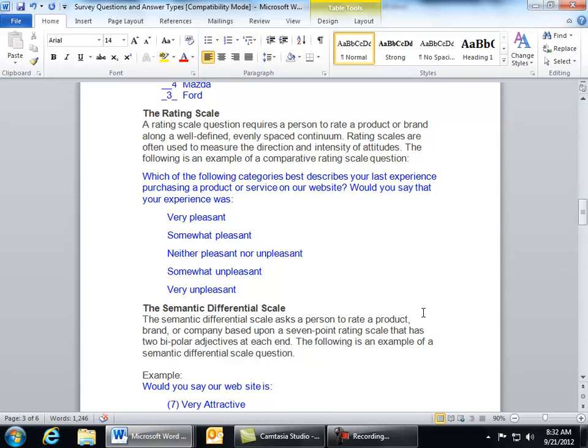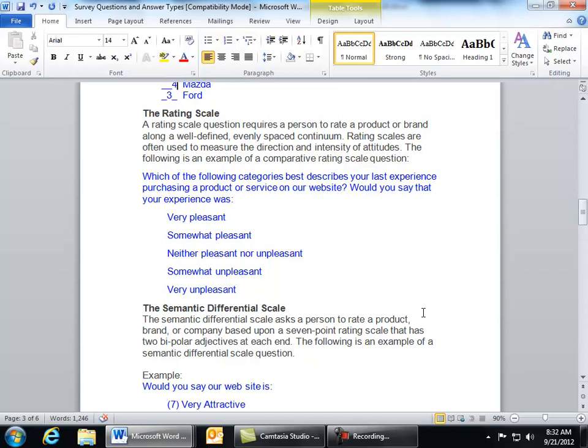Most likely, you will have a rating scale when it comes to job placement. If someone wants to be hired, they have to go through what they might consider still a bubble test, and you're answering a rating scale. It gives them a good research to see who you are and what type of candidate you might be. So, here's our rating scale question. Which of the following categories best describes your last experience purchasing a product or service on our website? Would you say that your experience was very pleasant, somewhat pleasant, neither pleasant nor unpleasant, somewhat unpleasant, or very unpleasant?